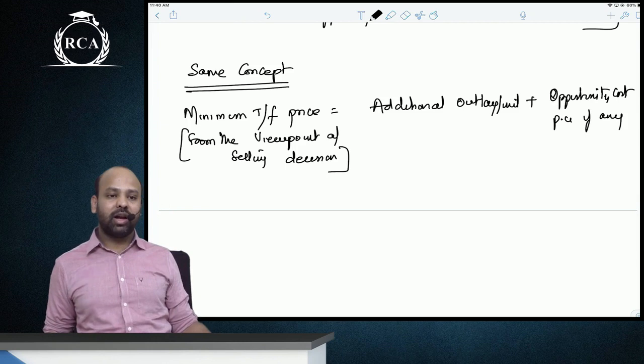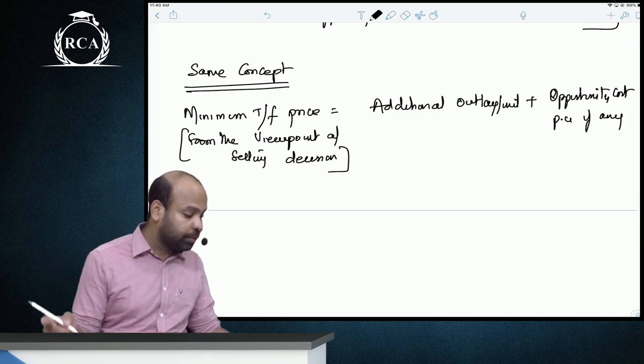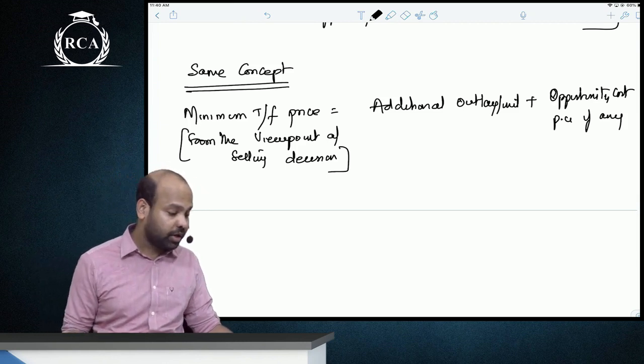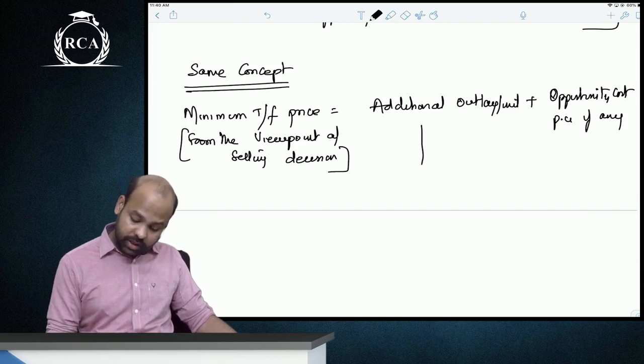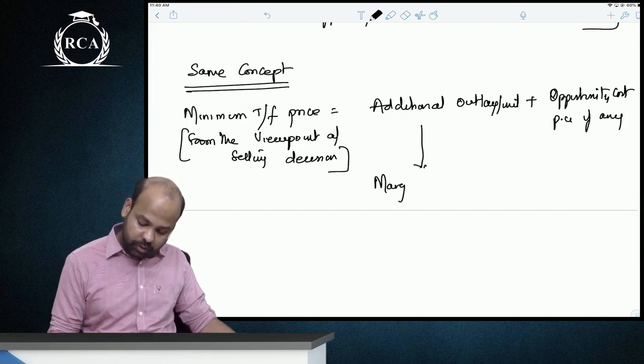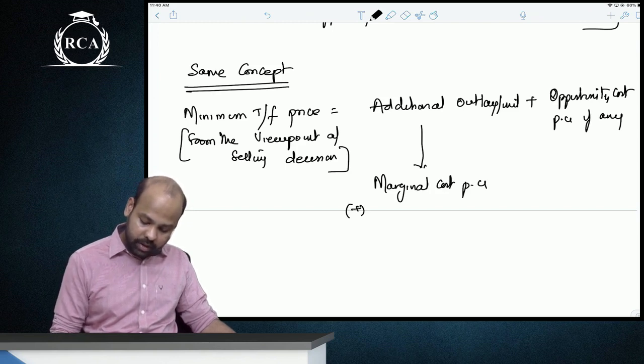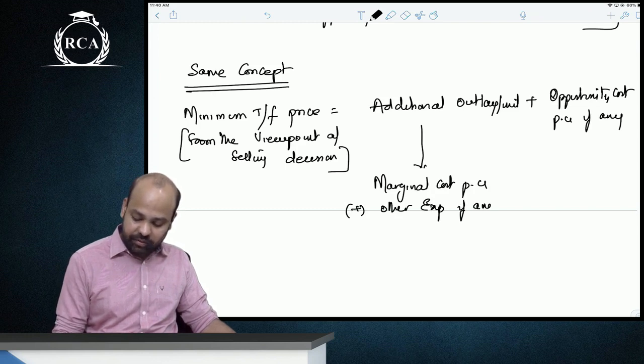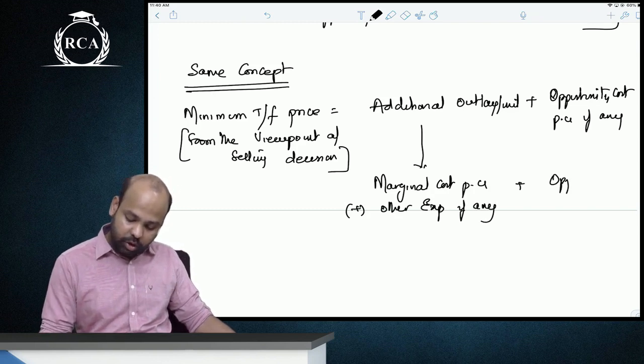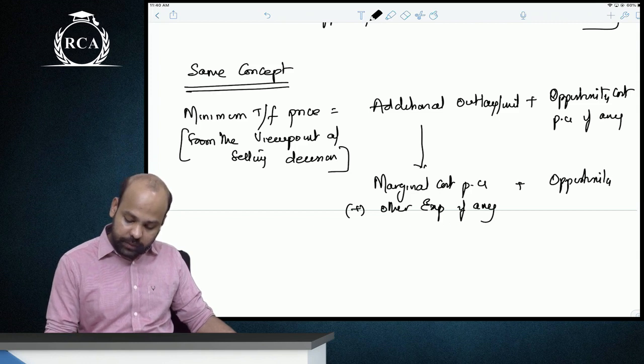What is your additional outlay per unit, plus the amount of opportunity cost, if any? Opportunity cost, if any. So this would be your marginal cost per unit, plus other expenses, if any, meaning specific fixed cost. And of course, opportunity cost is opportunity cost.